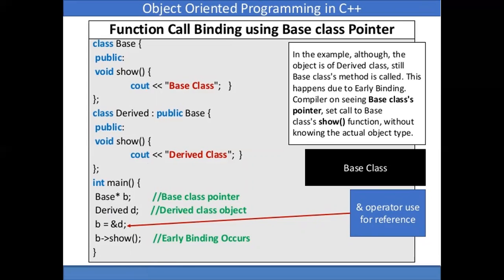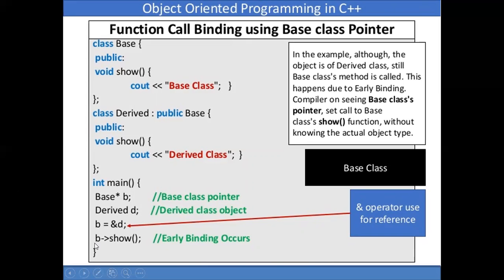What is a pointer? A pointer is a type of variable which holds the address of another variable of the same type. Okay, now we are assigning with this AND operator. This AND operator is used to denote the address of the D object, the derived class object, in the base pointer.